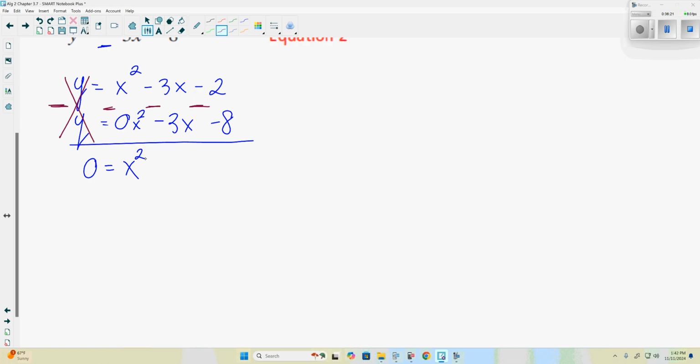Negative 3x minus negative 3x. Well, this here, the negative is going to make a positive. So negative 3x plus 3x is, well, 0. Negative 2 minus negative 8. Well, the negative is going to make a positive. So negative 2 plus 8 is going to become plus, not 7, plus 6. Questions on this here?